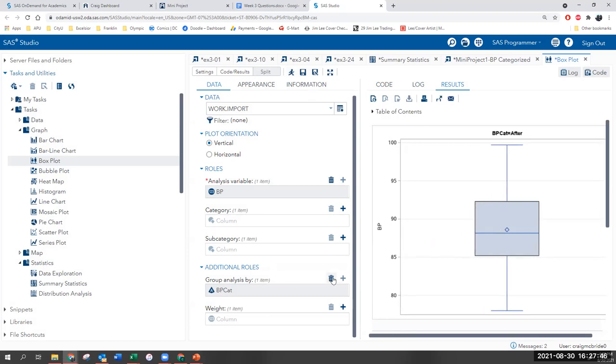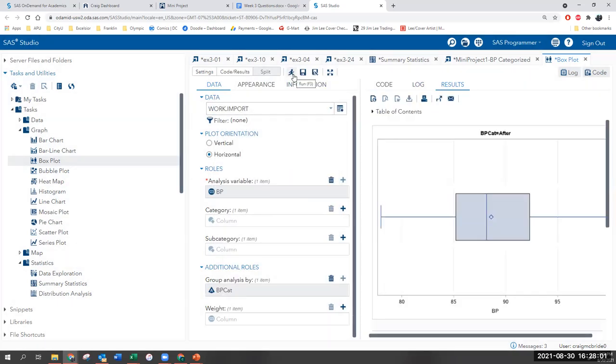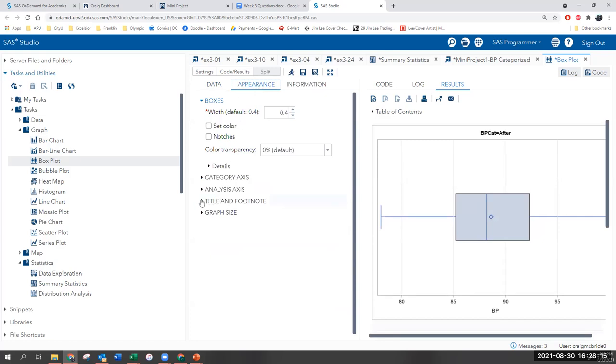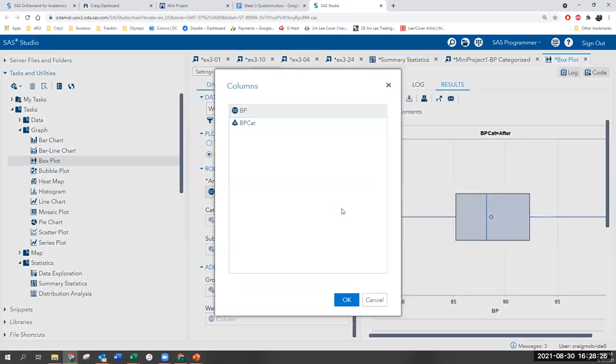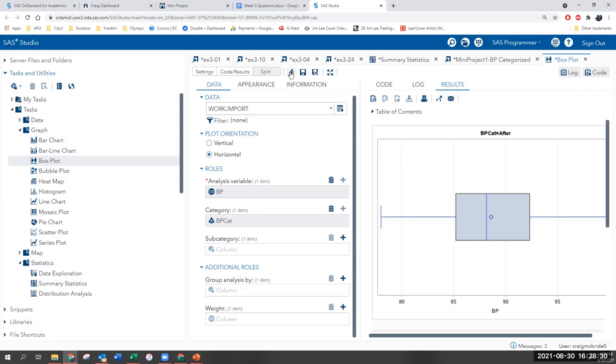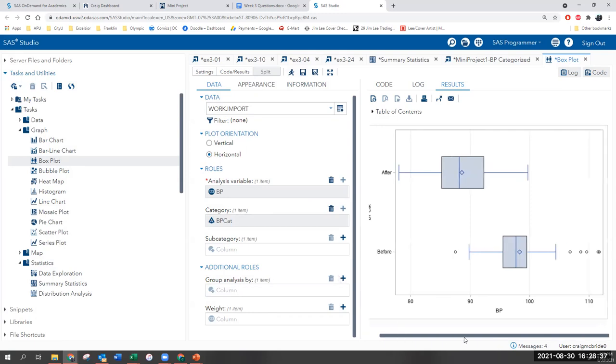Nope. All right, let's try that again. Try horizontal. Nope. Where do I put it? I got mine side by side. Now I'm trying to remember how. Maybe you put it in category. I'm thinking it must be category, which is why I named it BP category. Duh. There we go. So you have to put it in category rather than the grouping variable. Then you get it side by side.